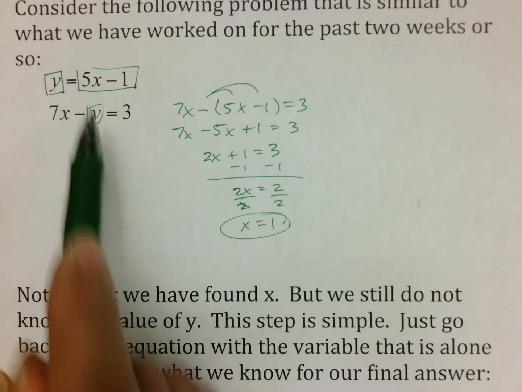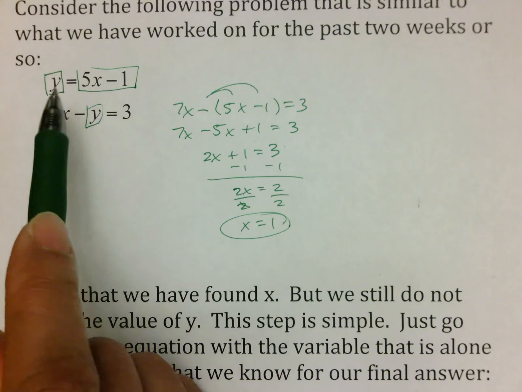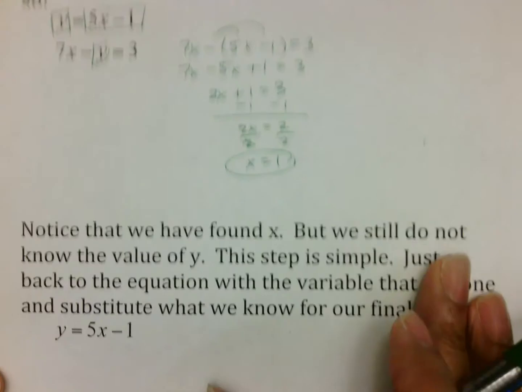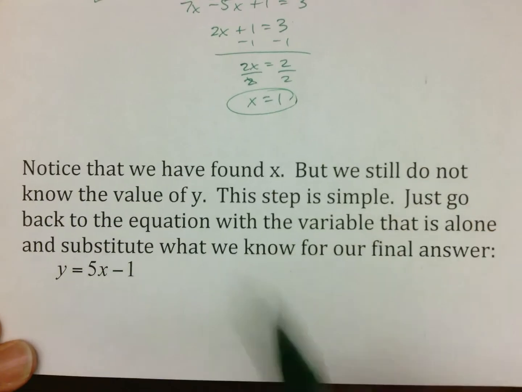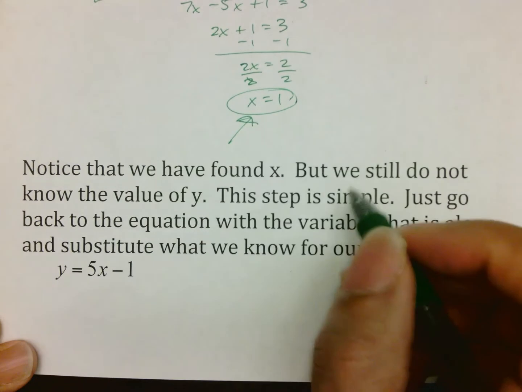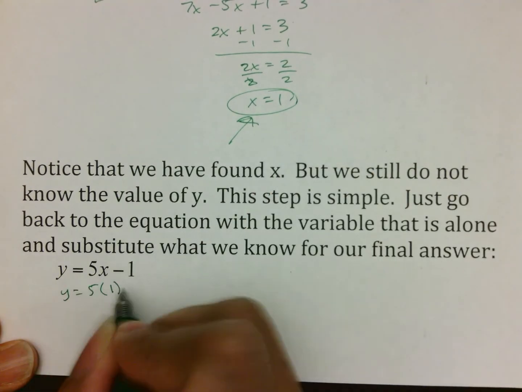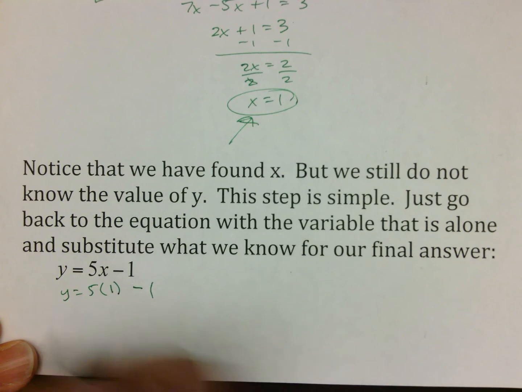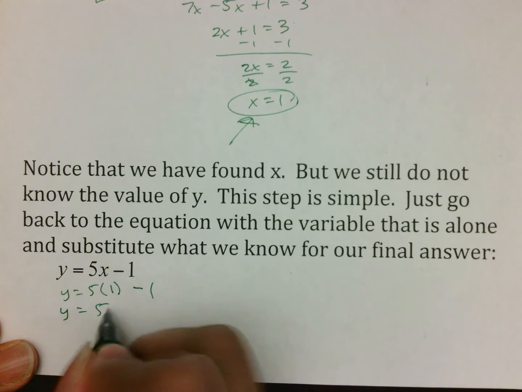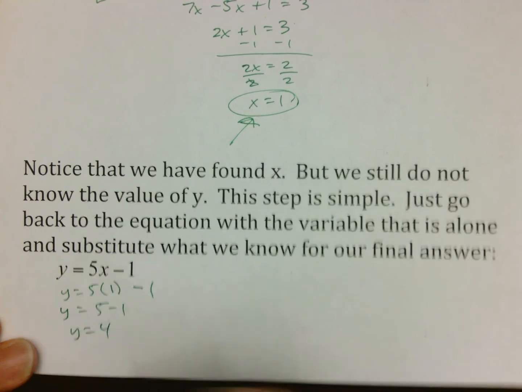So you've got two statements up here that pretty much tell me what's going on. This is the one where the variable is alone, so I'm going to go back to that equation, and now that I know that x is equal to 1, I'm going to simply put y equals 5 parentheses 1 minus 1, and then work this out. And so you end up with 5 minus 1, which means that y is 4.